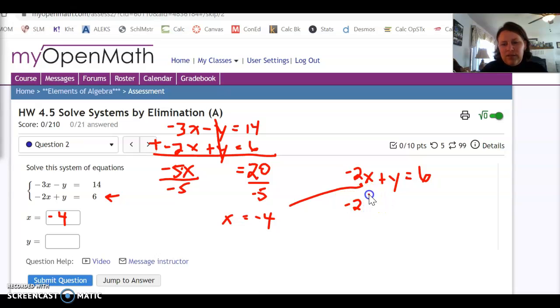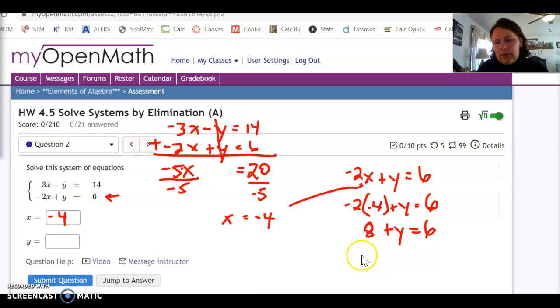So we have negative 2. And then instead of writing x, we're going to write negative 4. Plus y equals 6. There we go. So negative 2 times negative 4 is positive 8. So we have 8 plus y equals 6. And then subtract 8 from both sides. And we end up with y equals negative 2. And then that's our final answer. X equals negative 4, y equals negative 2.